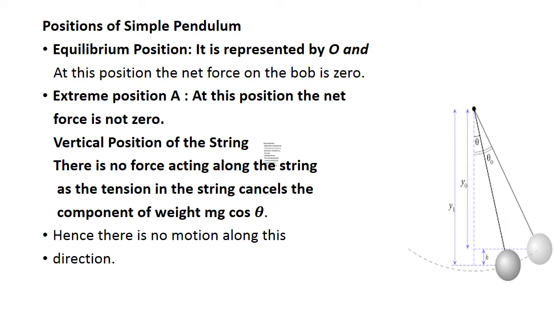Then there is the vertical position. There is no force acting along the string, as the tension in the string cancels the component of weight, mg cos theta. In class 9th you have studied that in equilibrium position, tension and weight of the body are equal. So when the pendulum is at the mean position, no force will act on the string.